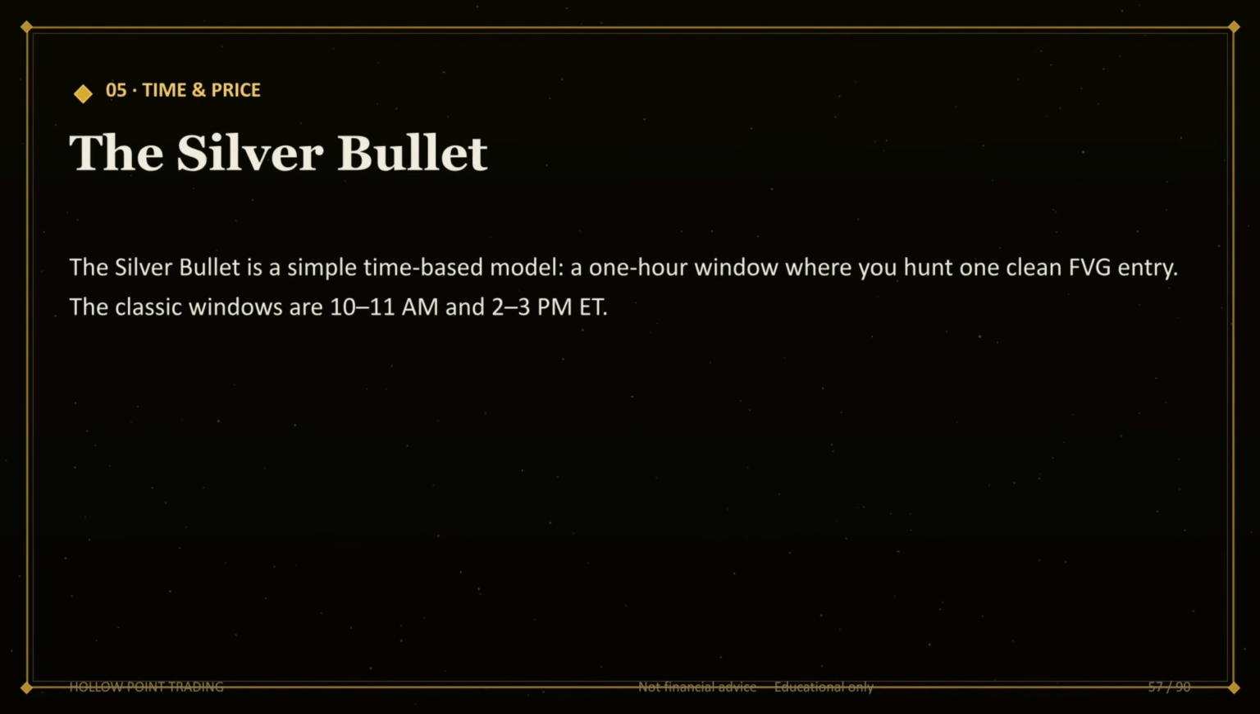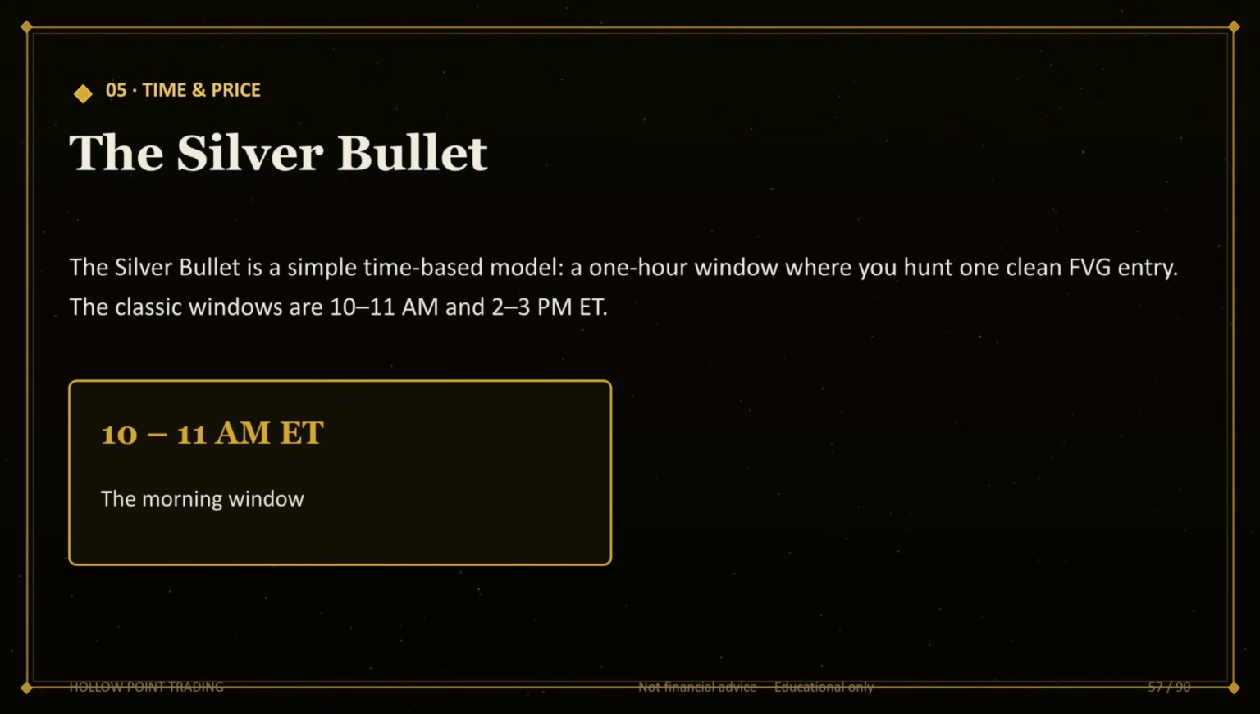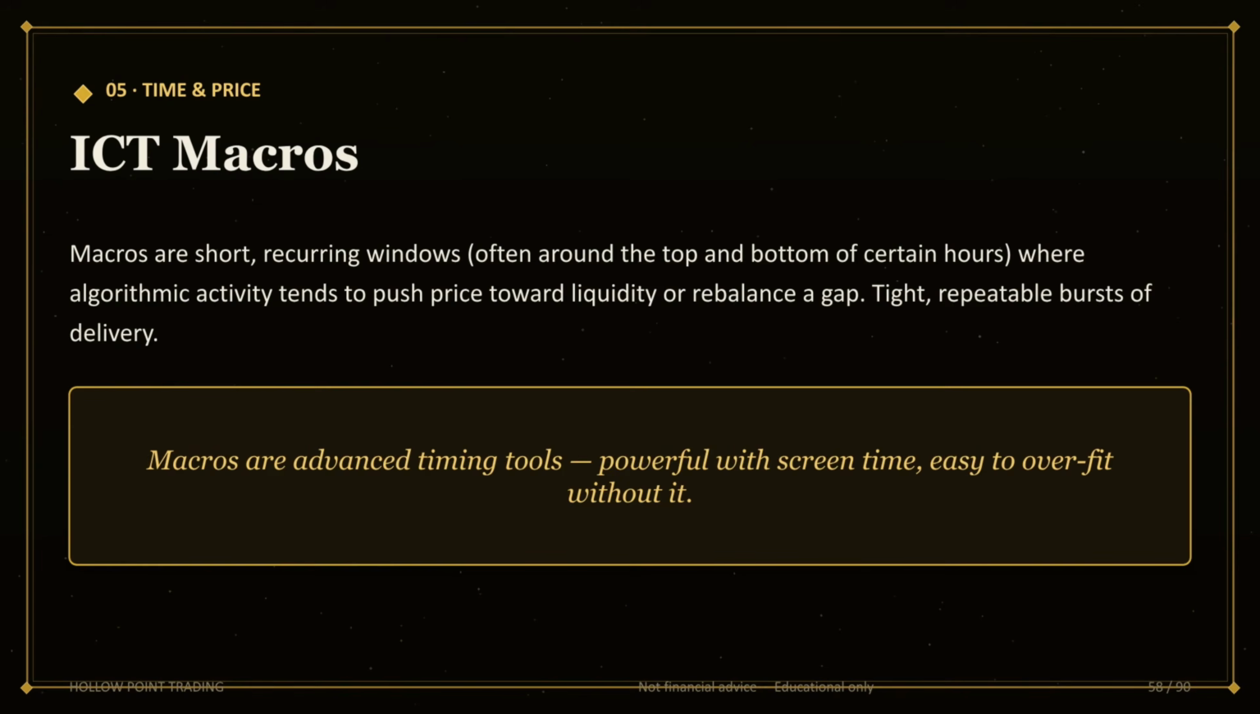The Silver Bullet is a simple, time-based model focusing on a specific 1-hour window to hunt for a clean FVG entry. The classic windows for this are 10 to 11 a.m. and 2 to 3 p.m. Eastern. ICT macros are short, recurring windows that often align with the top or bottom of the hour. They represent periods where algorithmic activity is designed to drive price toward liquidity or rebalance gaps.